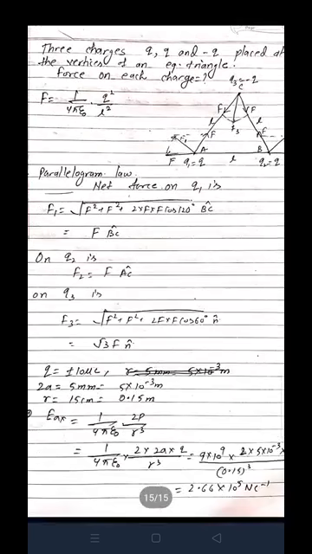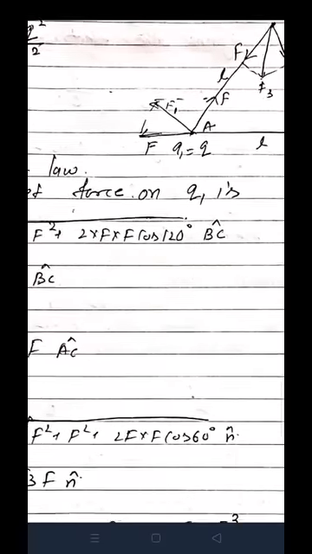Suppose first we are going for the force on charge A, that is F1. You can see over here the angle between the two forces is how much? 120 degree, because it is an equilateral triangle. The internal angle is 60, so what is the value of the external angle? 120 degree only. By putting this, we can find the value of the force.